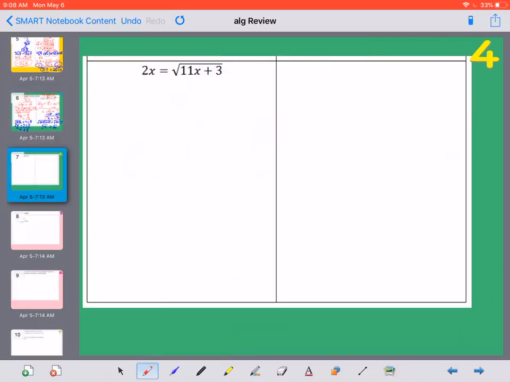Alright, next one. I left this space open intentionally because this problem might get a little bit longer. I see a square root. We need to get rid of that square root by squaring. When we square one side, we have to square the other. So 2 squared, we're going to have 4. x squared is going to be x squared. The square root and the square cancel out. We get 11x plus 3.